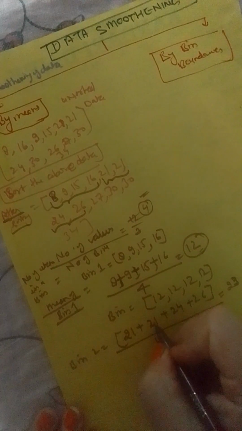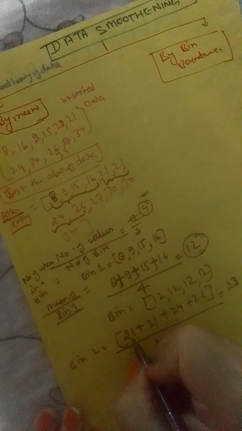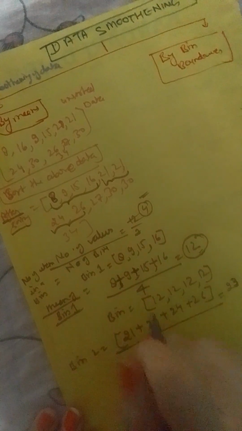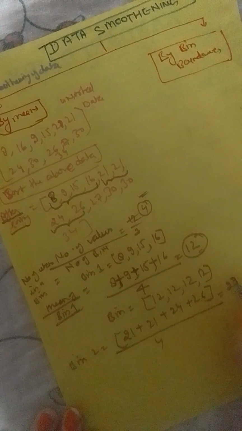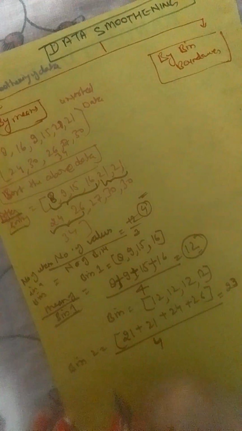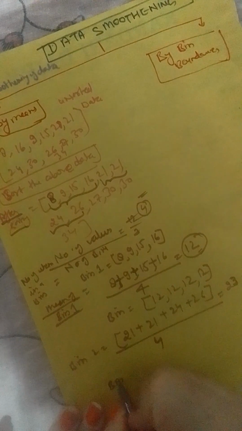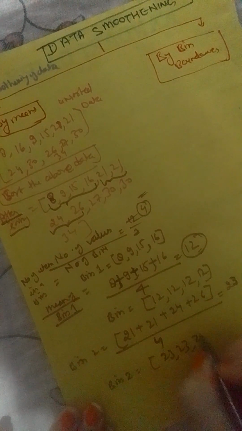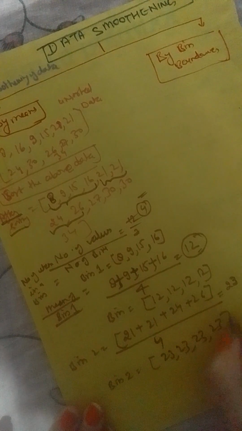23, 6, 4, 10, 10 and 1, 11, 11, 1, 12, 2, 2, 2, 4. 23. It will come 23. So bin 2 will contain 23, 23, 23, 23. Fine.